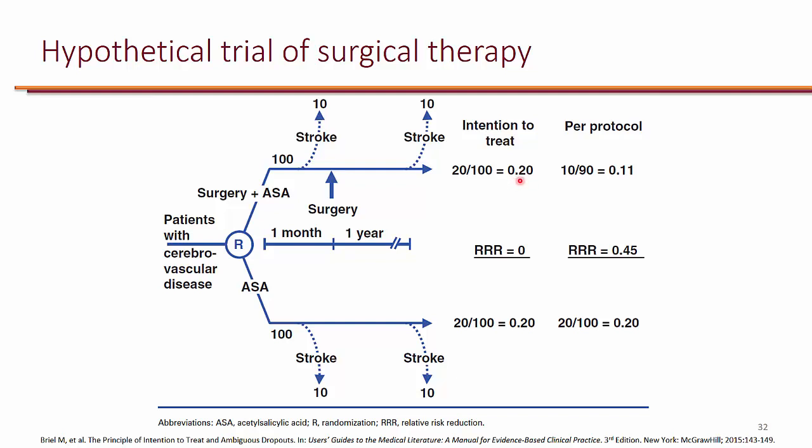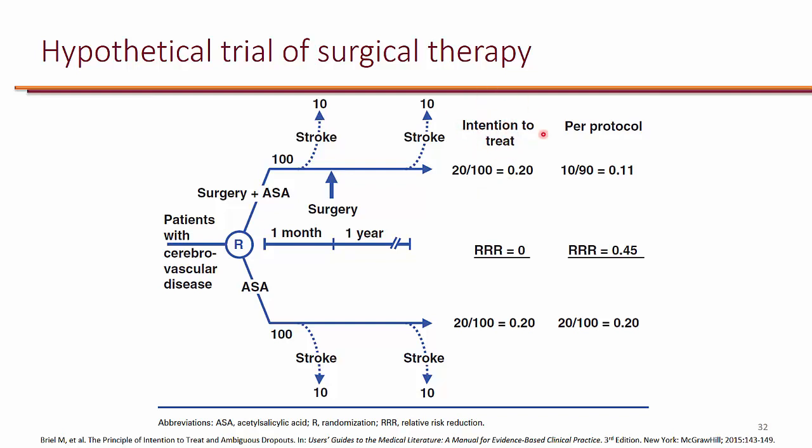So the rate is 20%, right? The same is true in the group that only received aspirin. So 20 people had stroke by the end of the study. So 20 out of 100. So the rate is 20%, which means that the difference, so 0.2 divided by 0.2 is 1. So relative risk is 1. In order to calculate relative risk reduction, 1 minus 1 is 0. So relative risk reduction is 0. In other words, there's really no difference if you use the intention to treat. So that's why intention to treat is the way to go.